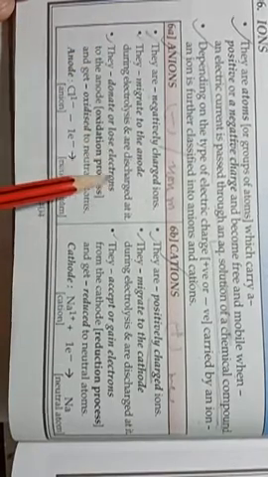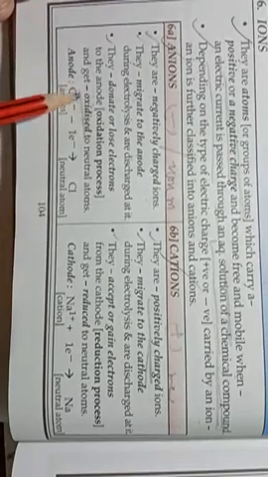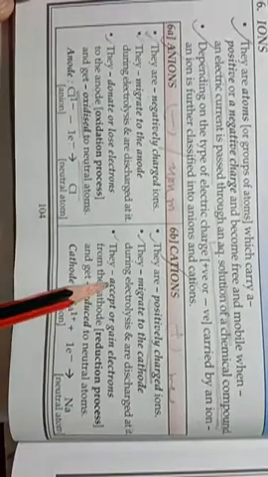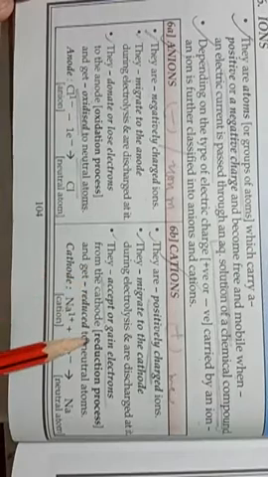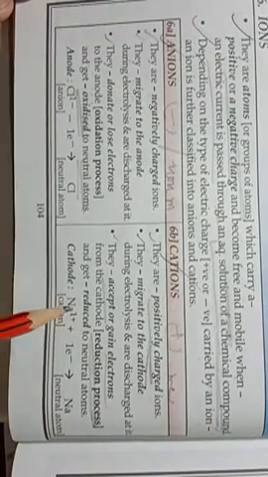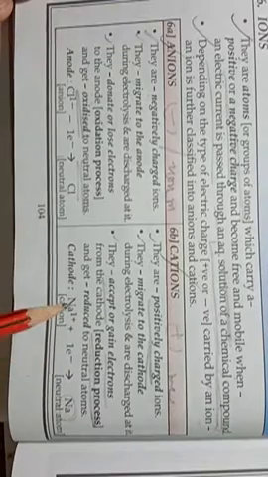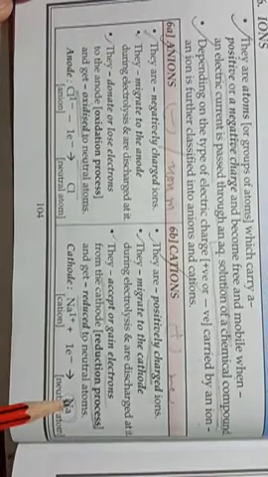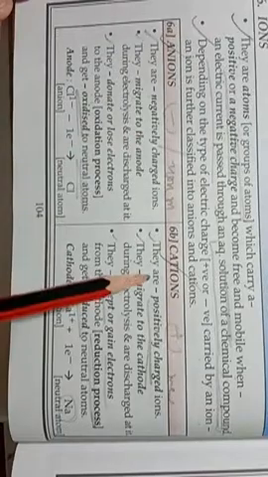Anions donate or lose electrons to the anode. Anions lose their electrons and get oxidized to neutral atoms, whereas cations accept or gain electrons, and that is why a reduction process is taking place at cathode. Okay, and the positive ion gets converted into its neutral atom by gain of electron. So a reduced product is formed here. Okay students, so these are the differences between anions and cations.